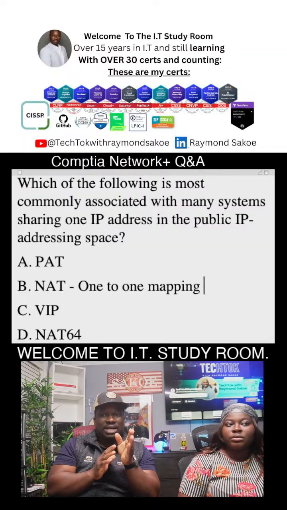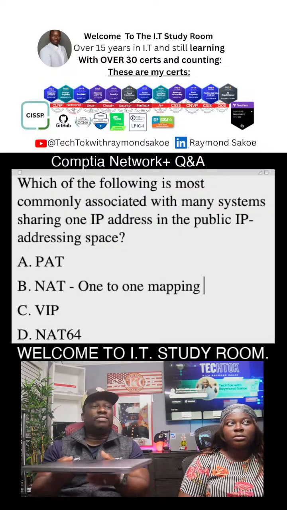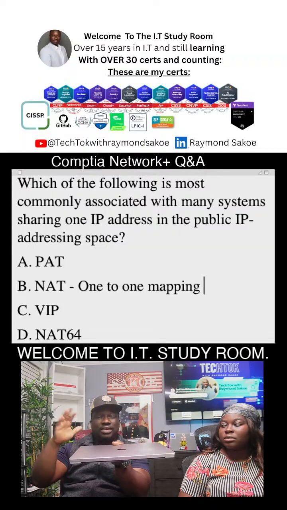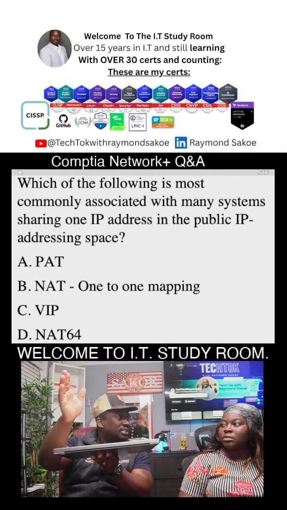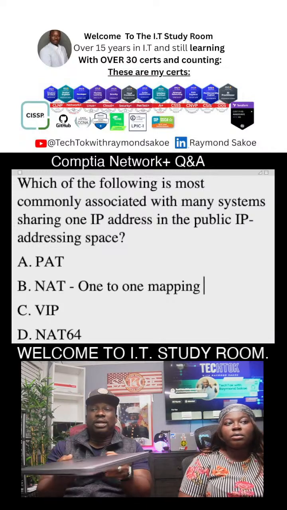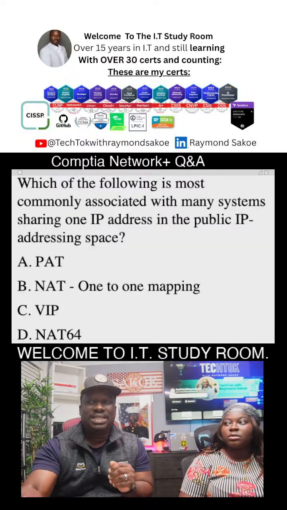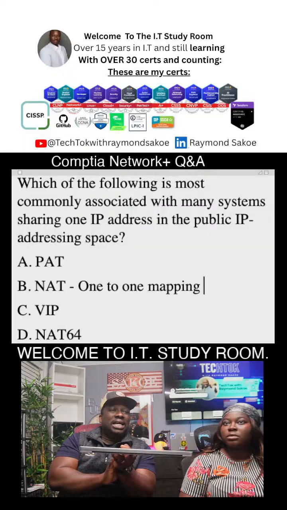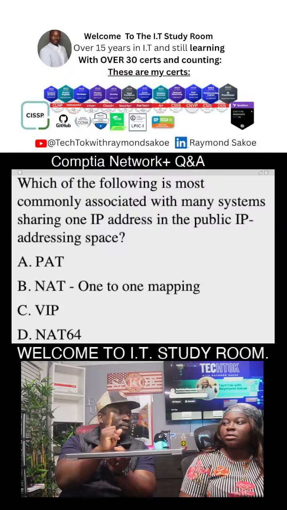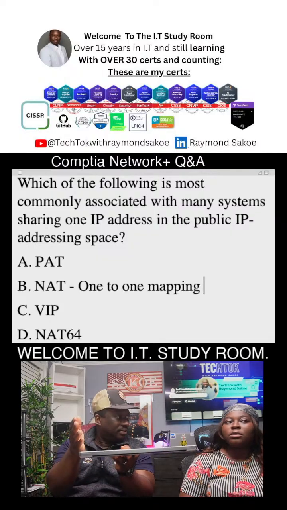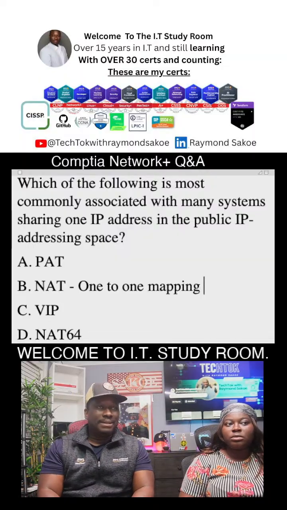With NAT, network address translation is 1-to-1. So if you have 10, 20, 100 million devices, it's one device that will be able to get on the internet. That's it. But with PAT, which is port address translation, what it does is allow multiple devices to share the same single IP. And how does it do it? That's the question.